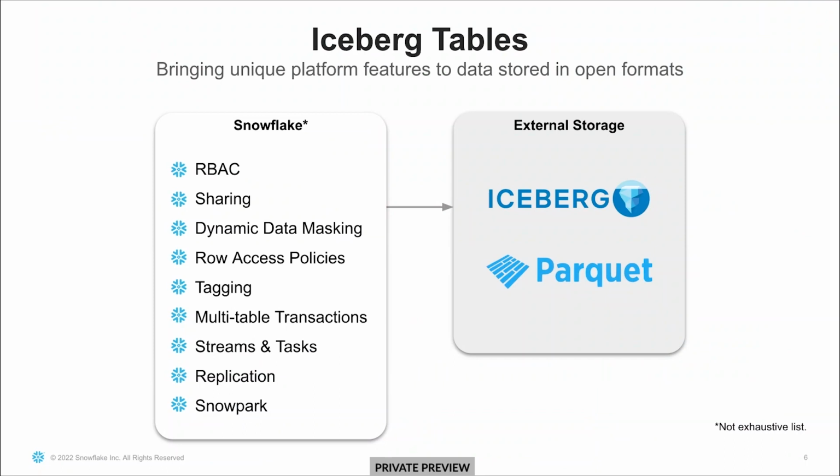Iceberg tables managed in Snowflake are fast, but beyond performance benefits, there are a lot of platform capabilities Snowflake brings to open formats. Iceberg tables will offer the full set of Snowflake features, including data masking and row access policies, tagging, multi-table transactions, streams and tasks, cloning, sharing, role-based access control, replication, automatic data loading, and programmability with Snowpark and external functions.